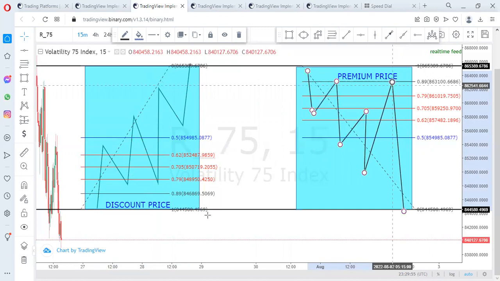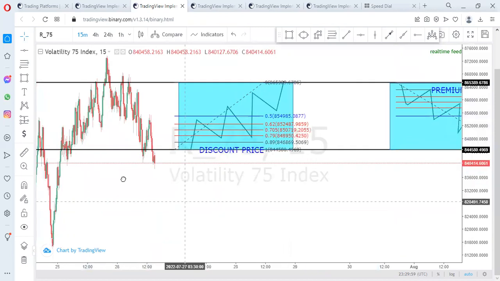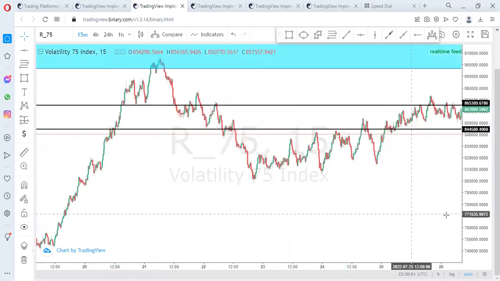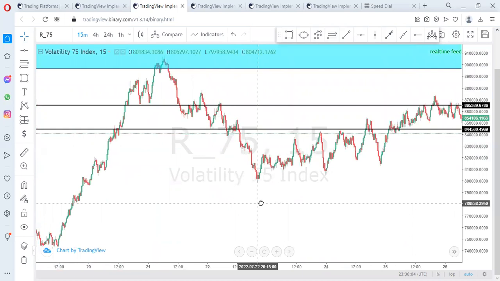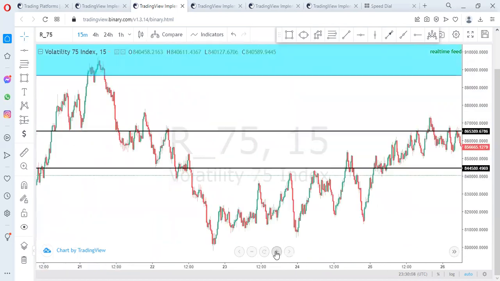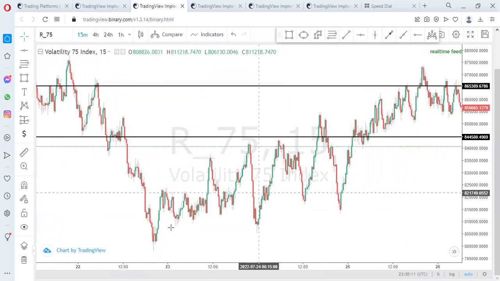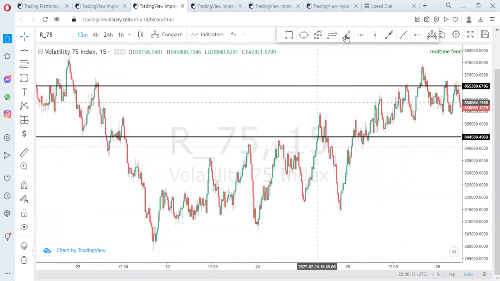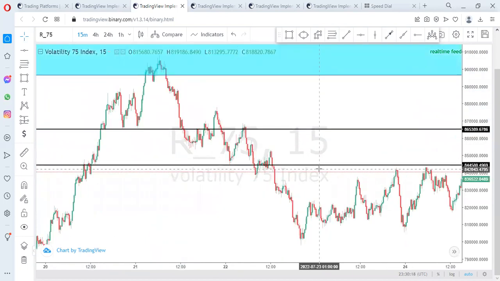So let me take you to the real chart and show you a few examples. Let me look for it. Okay, I think I'm able to get one. Okay, look at this move. You see that price is actually going up here.